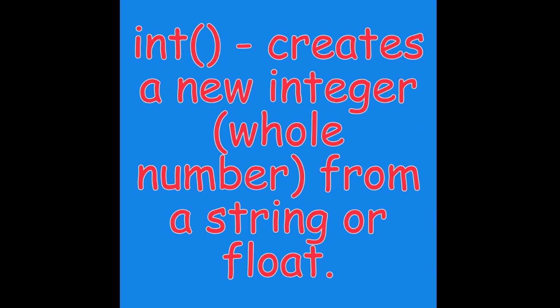The next type of data is an integer, and it is written as int with a number inside the parentheses, and it creates a new integer or a whole number from a string or a float. That means it changes a decimal number into a whole number.